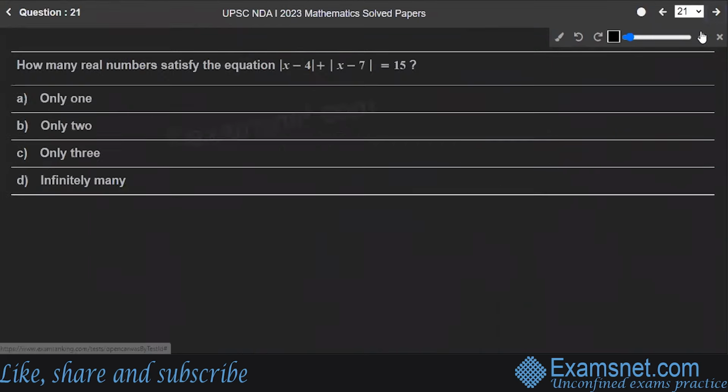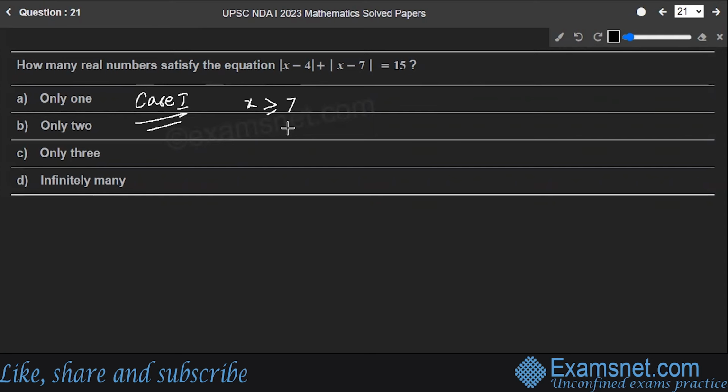Hope you got this. Next is question number 21. How many real numbers satisfy this given equation? Modulus of x minus 4 plus modulus of x minus 7 is equal to 15. So we actually have three cases in the question. First case, when x is greater than or equal to 7.